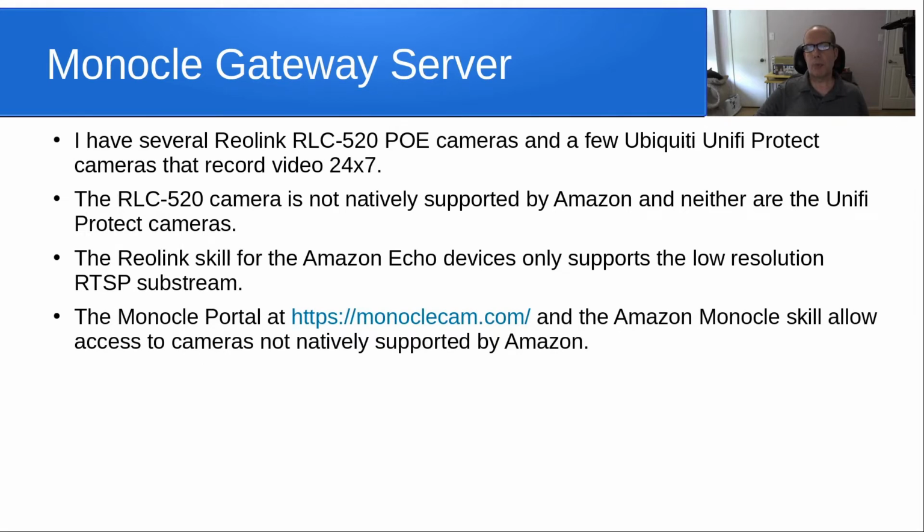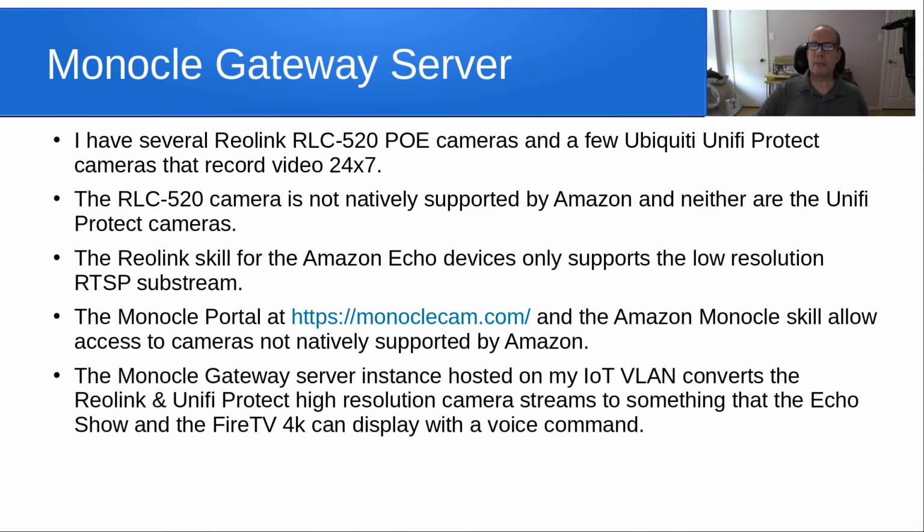The Monocle portal at the URL listed and the Amazon Monocle skill together allow access to cameras not natively supported by Amazon. The Monocle Gateway server instance hosted on my IoT VLAN converts the Reolink and UniFi Protect high-resolution camera streams to something that the Echo Show and the Fire TV 4K can display with a voice command.